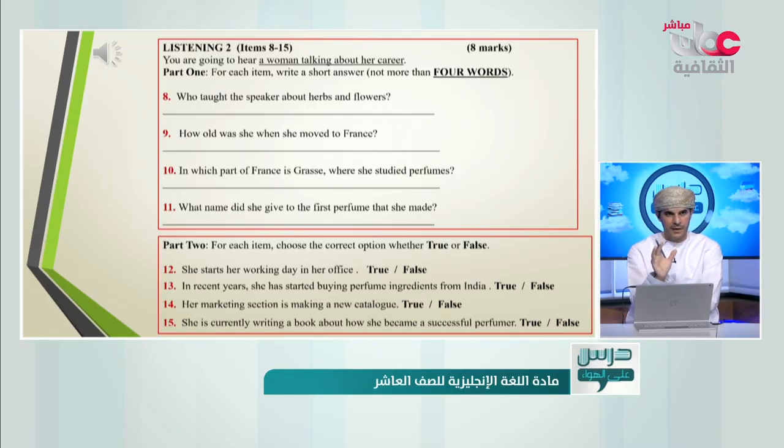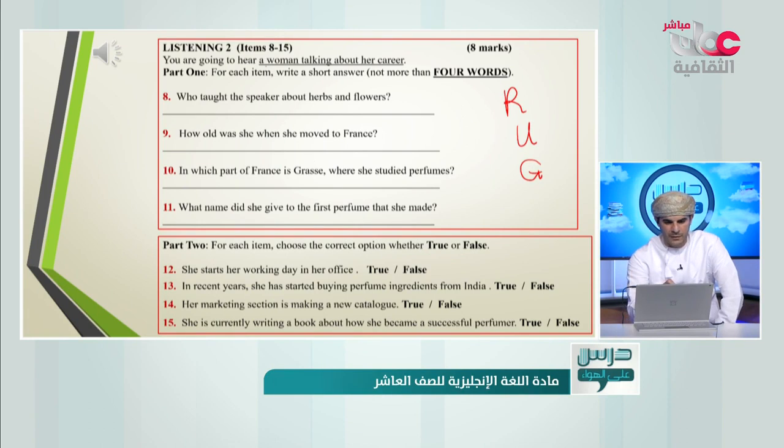So, as we said earlier, don't forget the 3 steps: read, underline, guess. You can say RUG. Okay, read, underline, and guess the answer. Okay, first, here you are going to hear a woman talking about her career. So a lady is talking about her career, okay, or job.